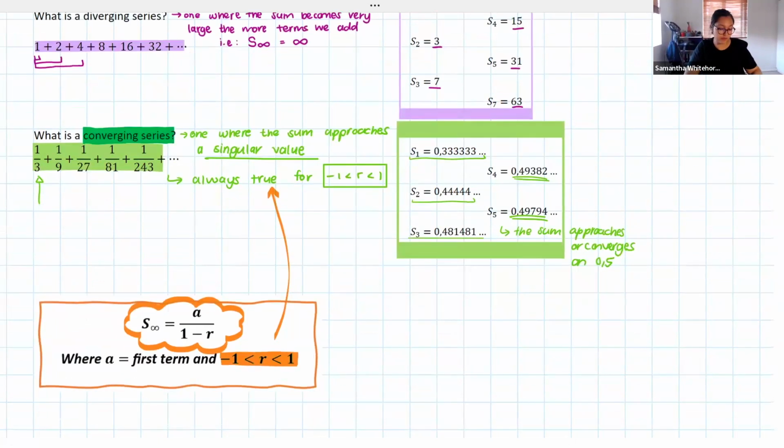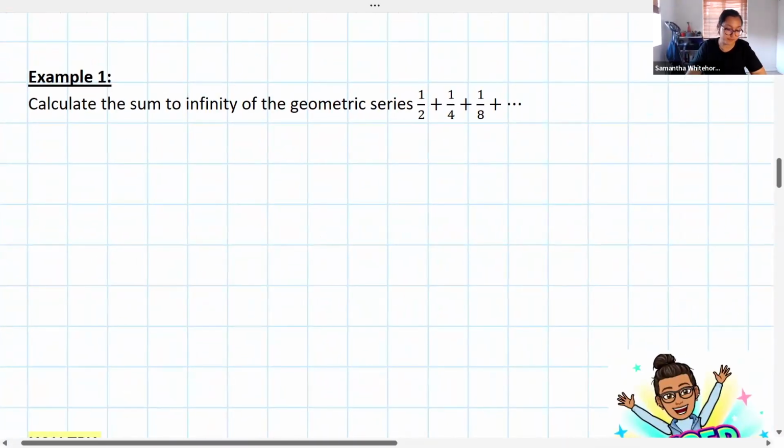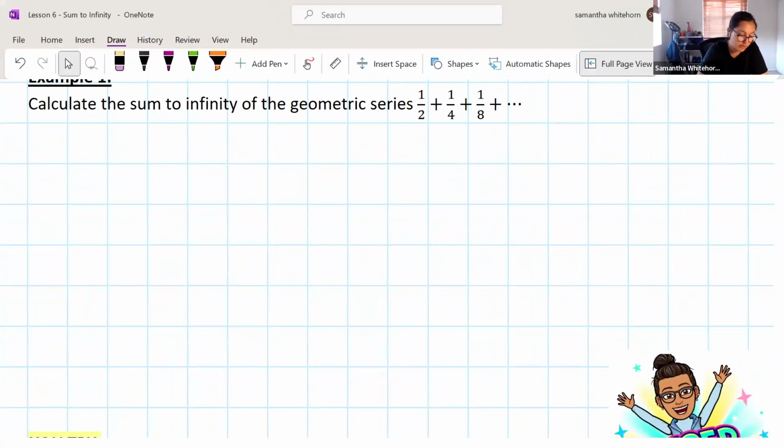Okay, so if we have a look at the first example, I've said calculate the sum to infinity of the geometric series a half plus a quarter plus an eighth, etc. Now, guys, because the term values are decreasing, we've gone from a half to a quarter to an eighth, we do kind of know that the r value is going to be within the range -1 to 1, but it's always good to check. And like I said to you before, the first thing that you should always do when given a series or a sequence is calculate the important things, your r value.